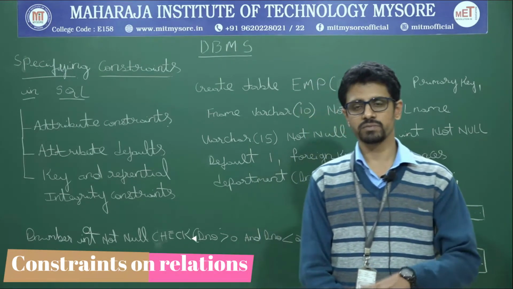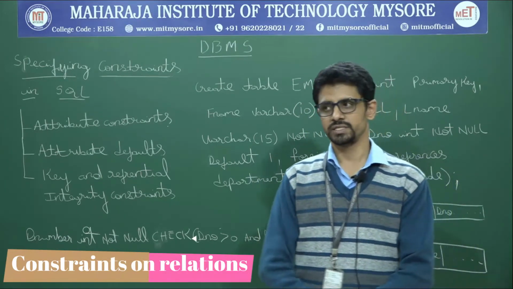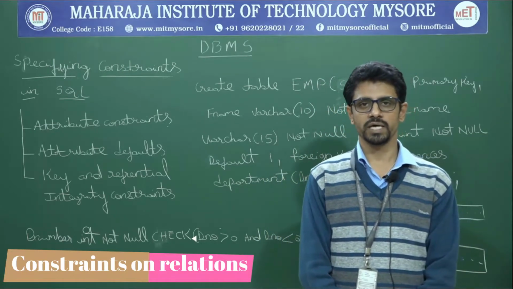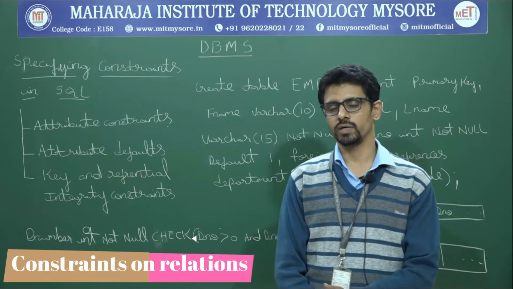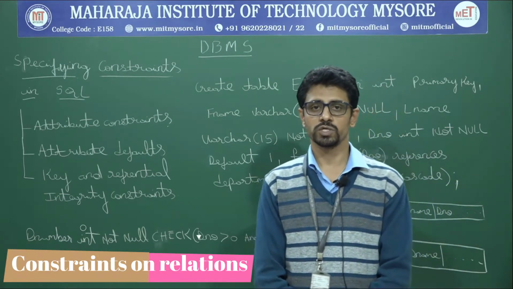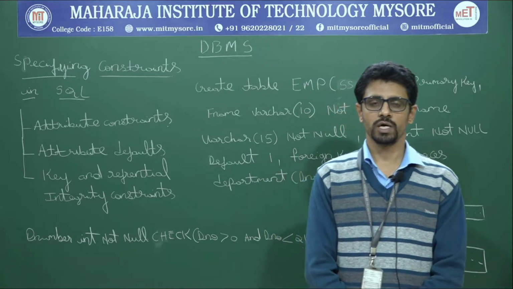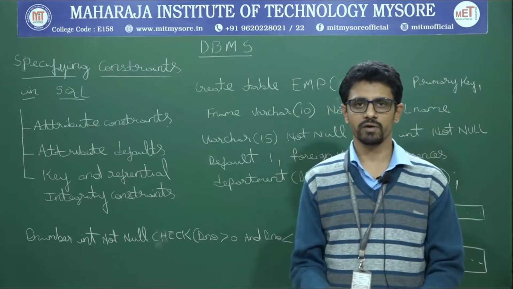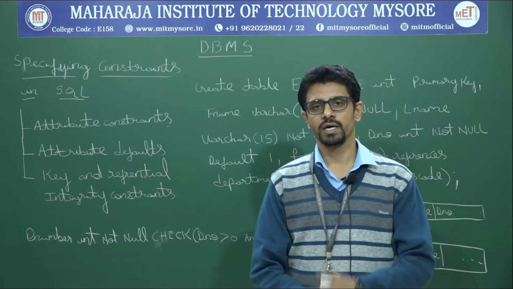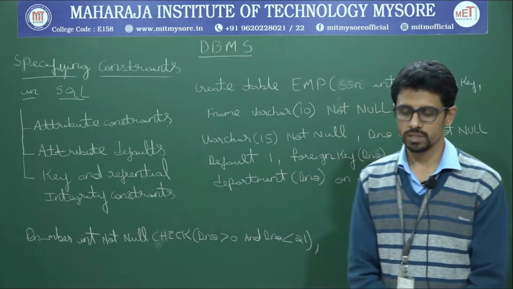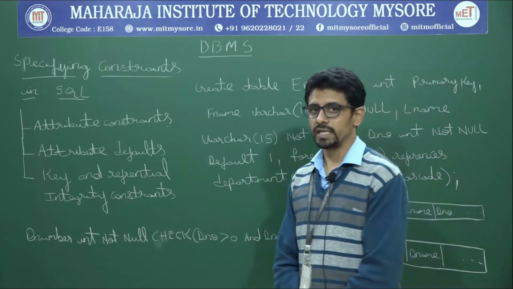But today, apart from that, let us see some additional constraints. For example, if you want to restrict a person to enter a salary not above 1 lakh, this kind of constraint can be given, as well as restricting the user from giving duplicate values and null values. All these constraints can be given explicitly, not implicitly, in the definition of a table.